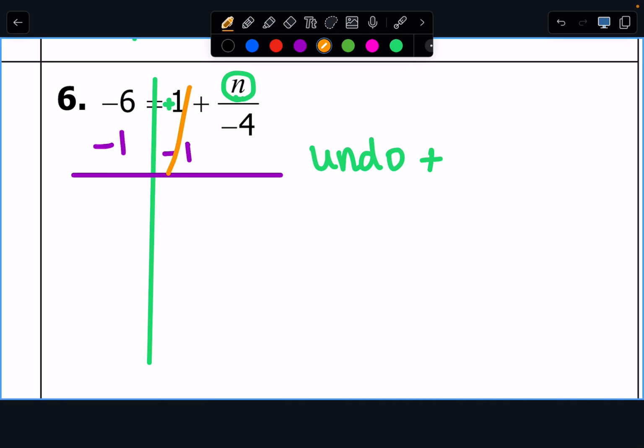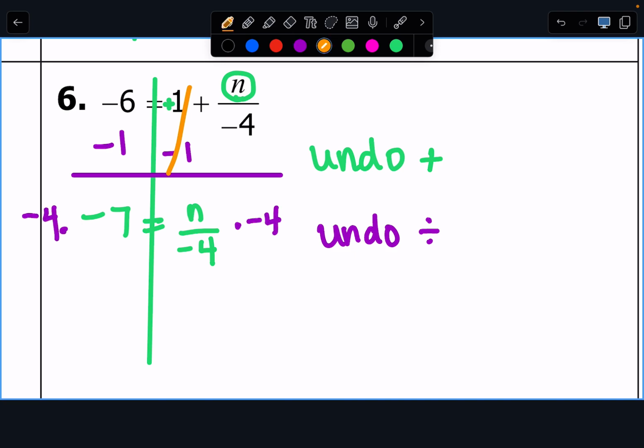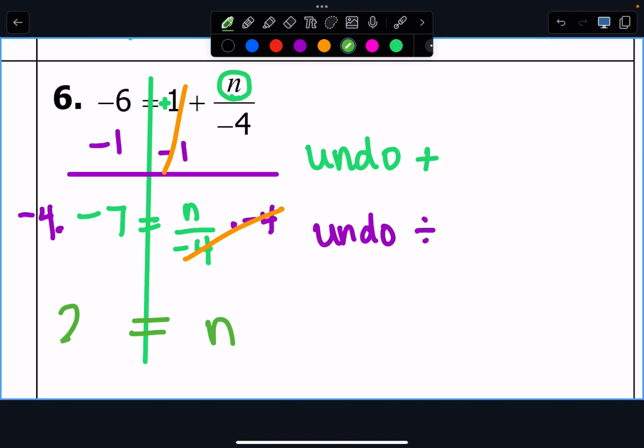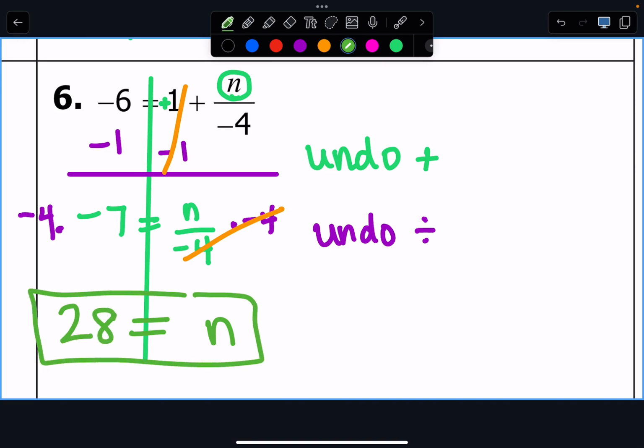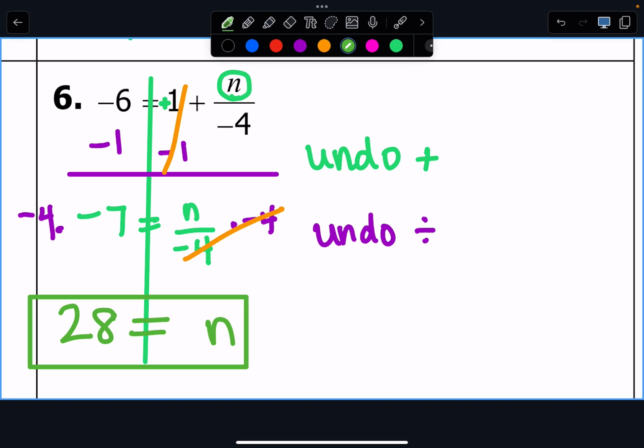So 1 minus 1 cancels out, and now we have -7 equals n divided by -4. There was a hint for you. You can multiply. We need to undo division by multiplying by -4 on both sides. It's 28. Wait, no. -4. So -4 divided by -4 cancels out to be 1.